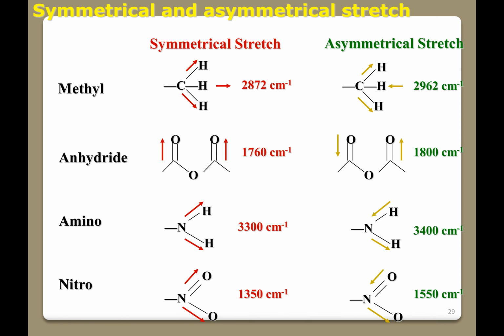And as I told you, symmetrical and asymmetrical come at a higher frequency. So methyl CH symmetrical and asymmetrical, anhydride also symmetrical and asymmetrical. In amino, in nitro, in all cases they are at the higher side.